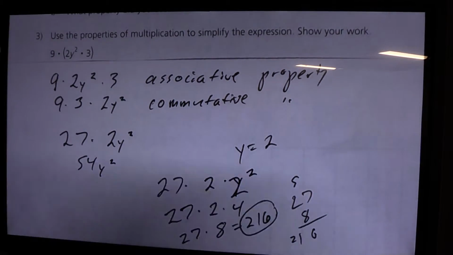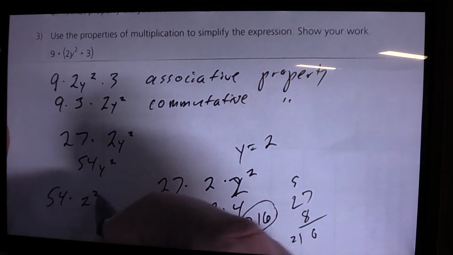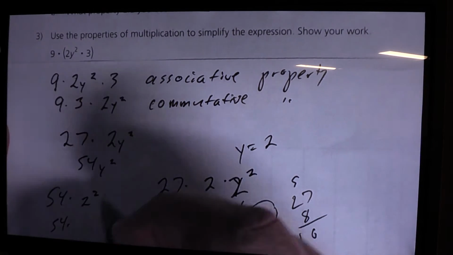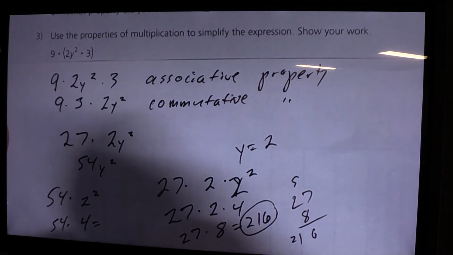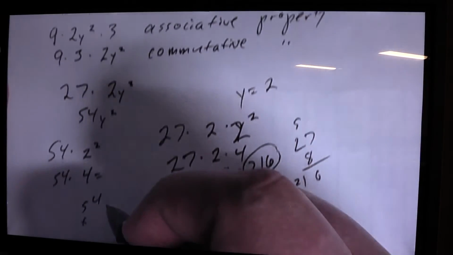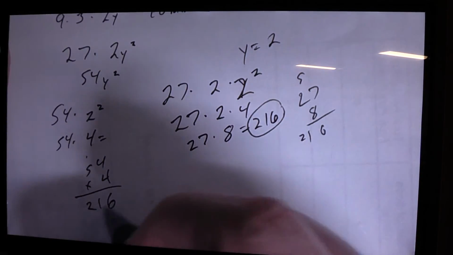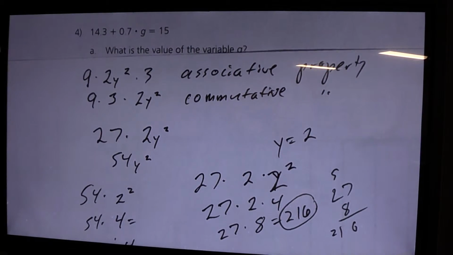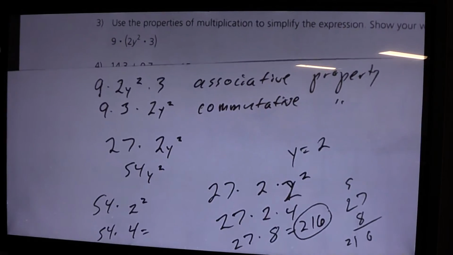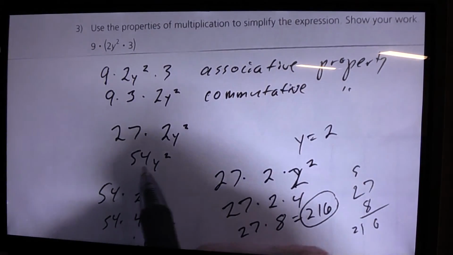Now, I'm going to take this 54y squared and write it as 54 times 2 squared, 54 times 4, as you can see, is 216. So, this proves that the simplified version will be 54y squared.